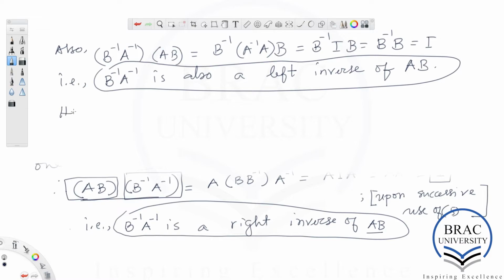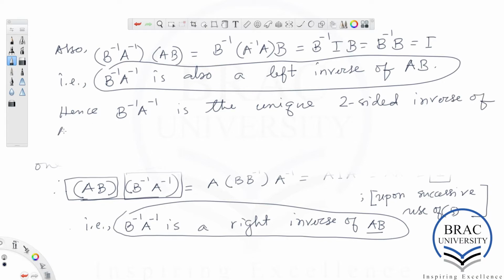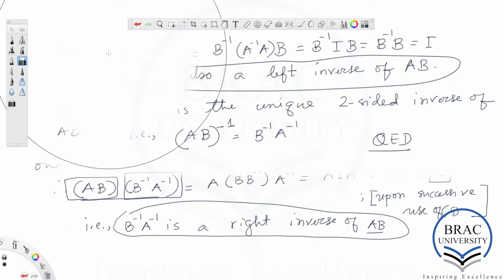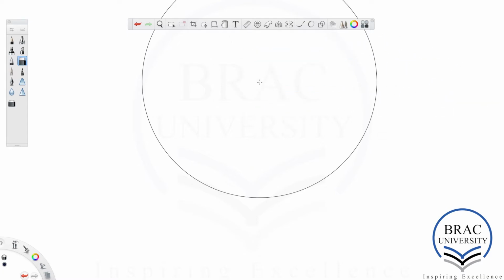Hence B inverse A inverse is the unique two-sided inverse of AB. That is, the inverse or the two-sided inverse of AB is simply B inverse times A inverse, QED. Okay, now a very important corollary to theorem number 3, which we just proved.